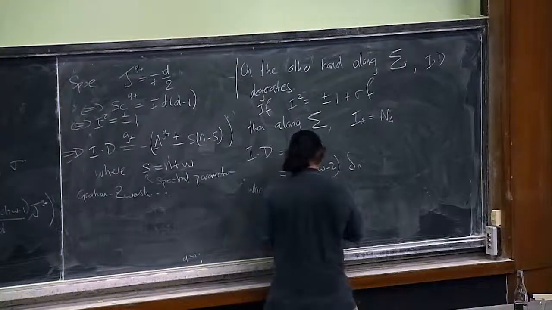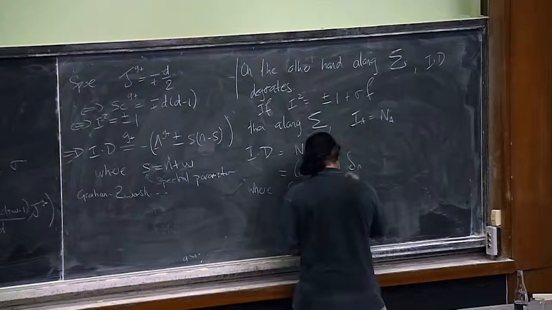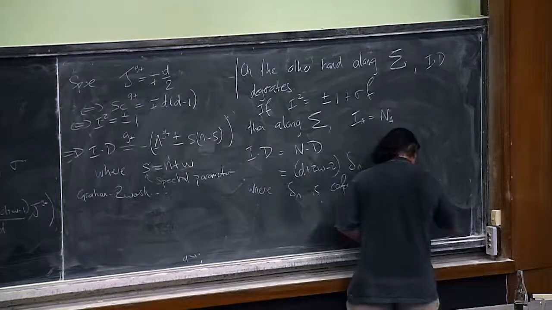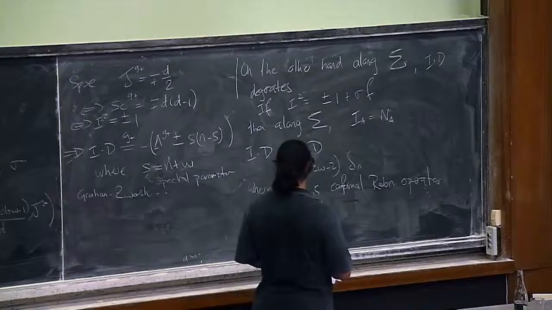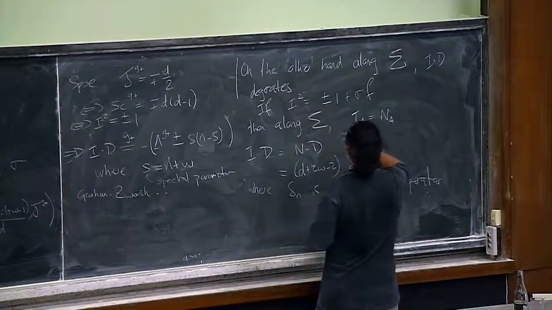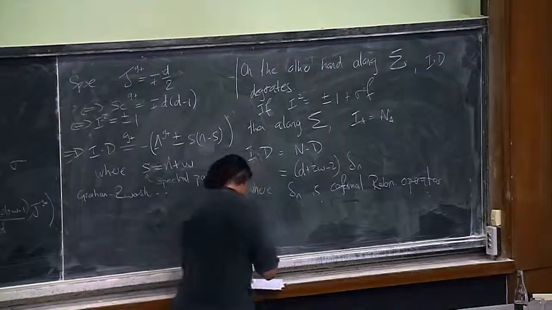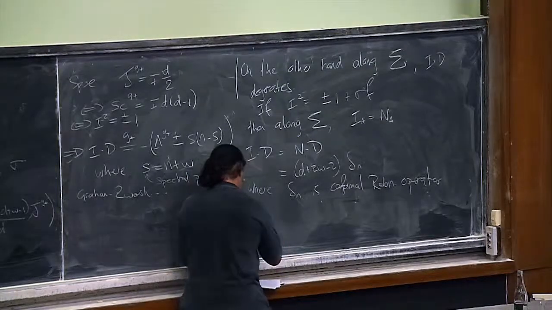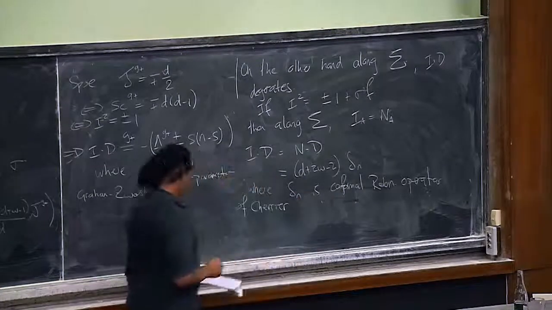delta N is called the conformal Robin operator. Did I want a sigma squared? Yes, I did. Thank you. So this is the conformal Robin operator of Cherrier. So there are French people everywhere now.